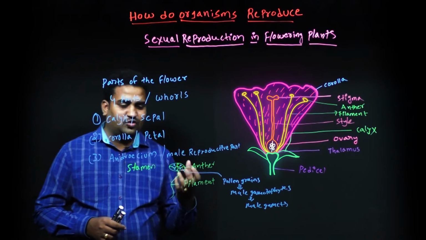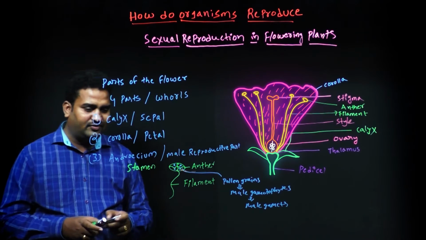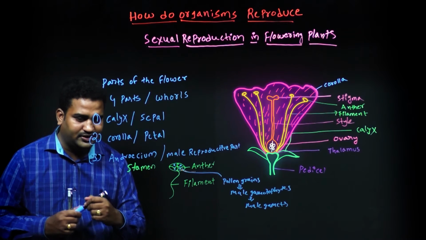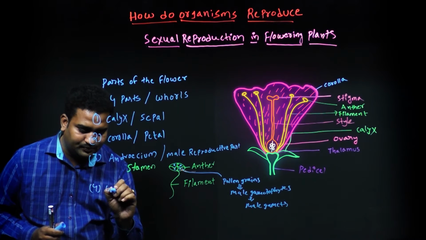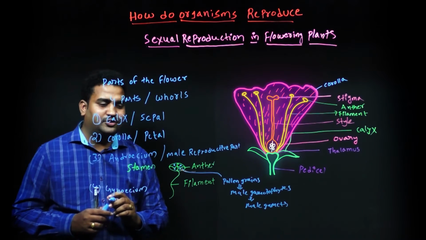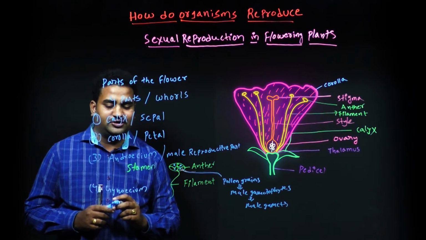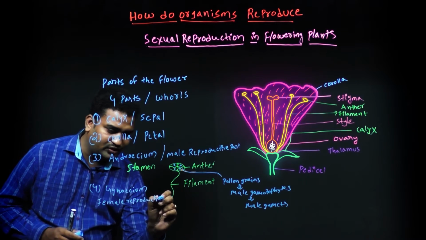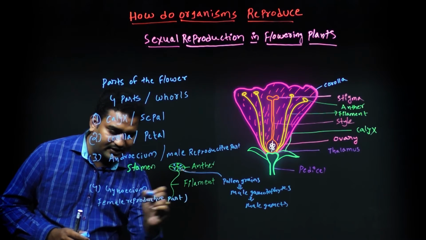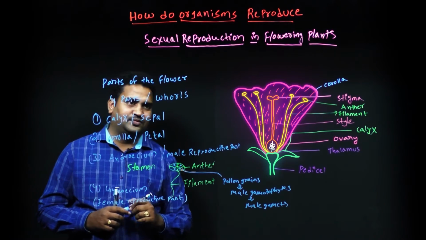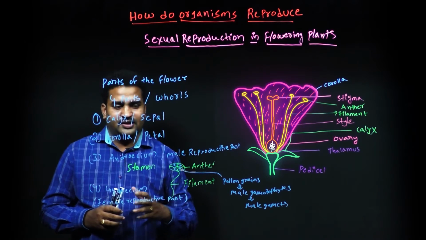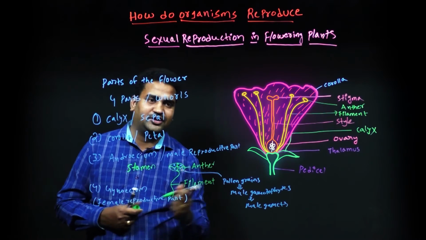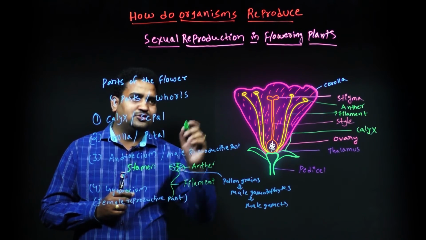Now, the innermost whorl, the innermost part of the flower, is called gynoecium. So, gynoecium refers to the female reproductive part of the flower. Female reproductive part of the flower is called gynoecium. Generally, a typical gynoecium contains 3 parts. So, what are those 3 parts?